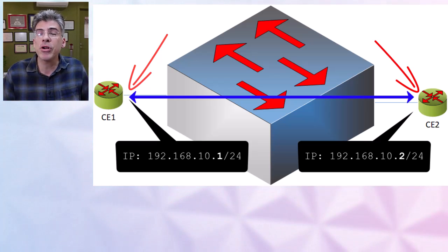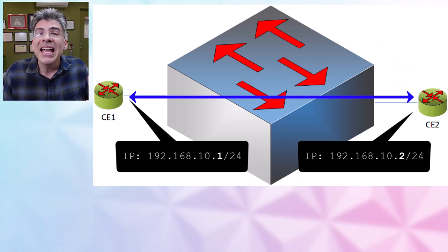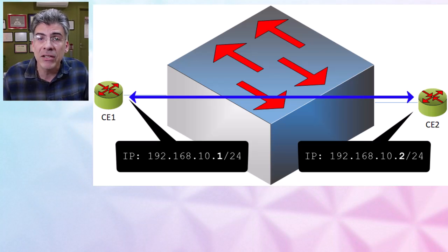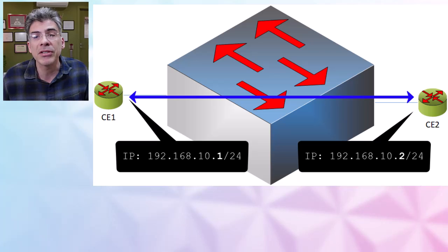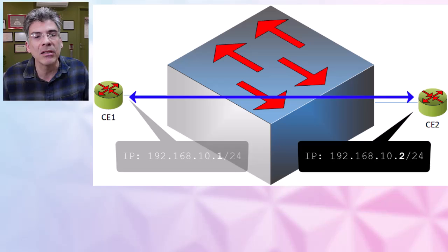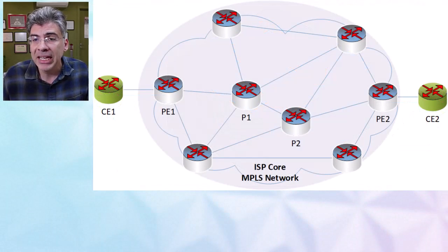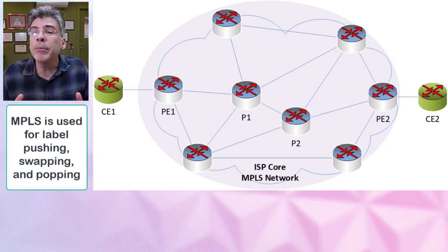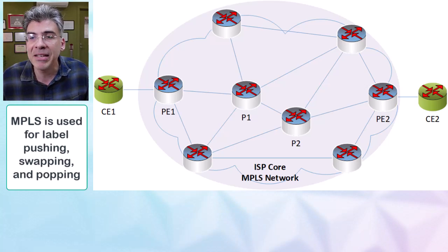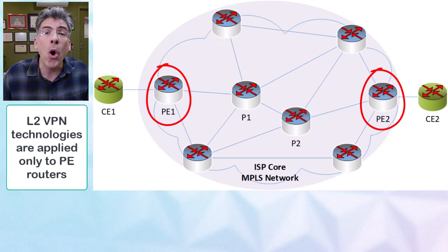The MPLS infrastructure simply takes the frame and encapsulates it, and using various internal mechanisms ensures that the frame reaches the intended destination based on the destination MAC address, just like it would if both these hosts were connected to the same physical switch. As always, MPLS does not function alone. It is simply used for the label pushing, swapping, and popping in the core. The technologies that work with MPLS to make Layer 2 VPNs possible are applied on the PE routers only.